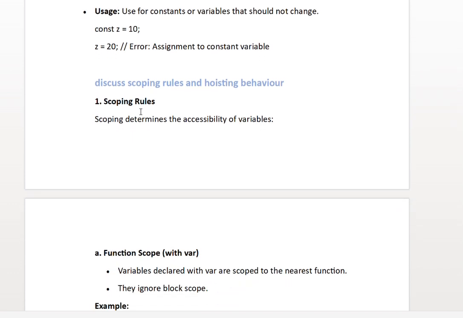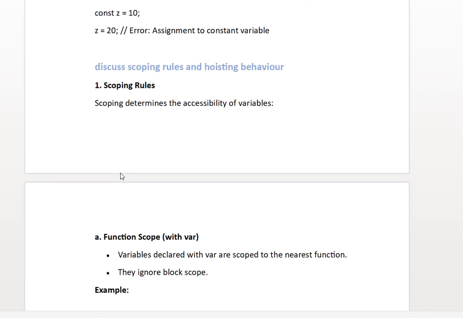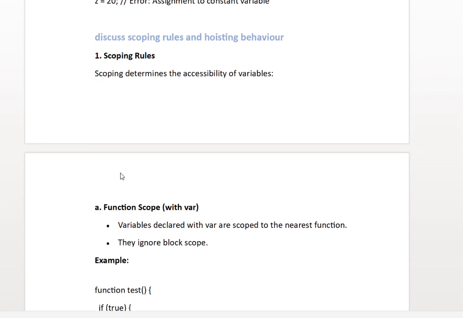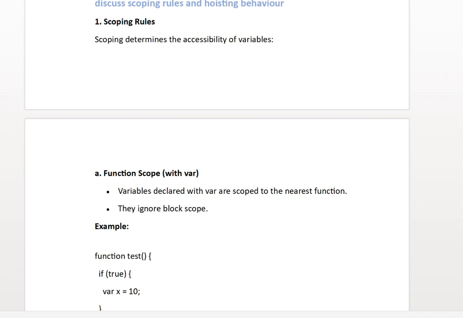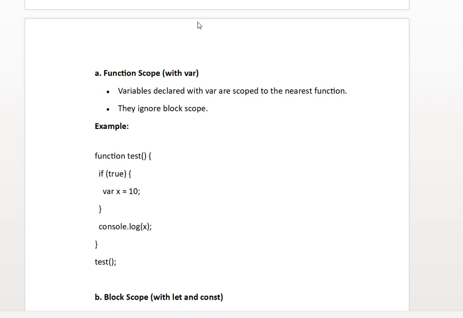Discuss scoping rules and hoisting behavior. So what are the scoping rules? Scoping determines the accessibility of variables. Coming to function scope with var. Variables declared with var are scoped to the nearest function. They ignore block scope. Look into the example.